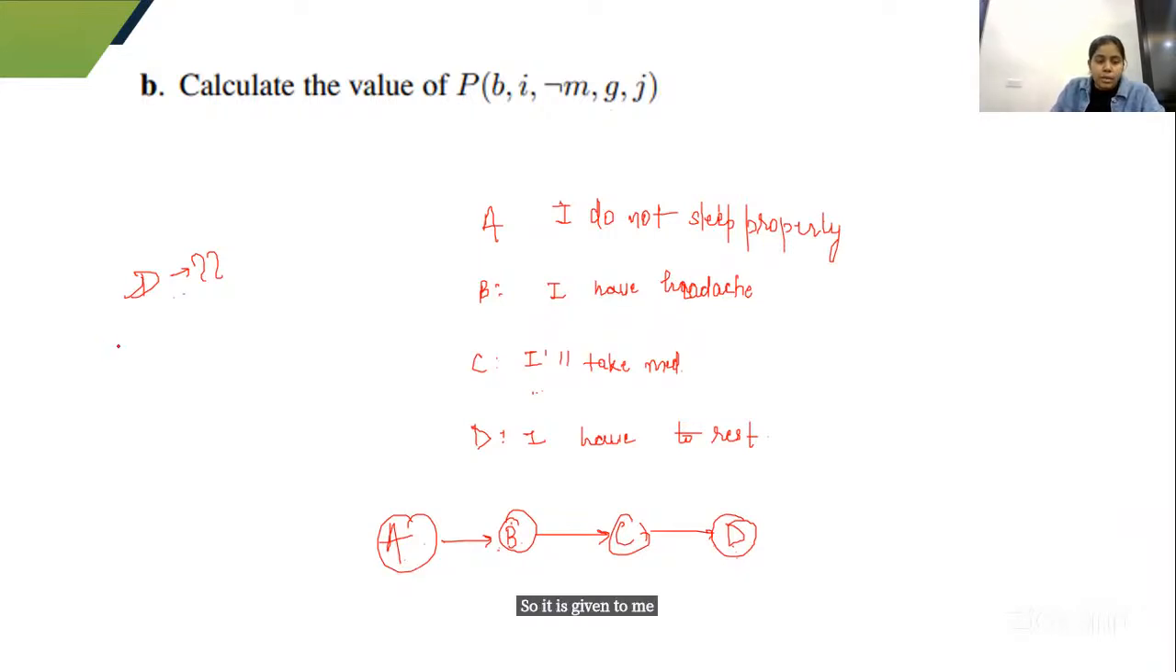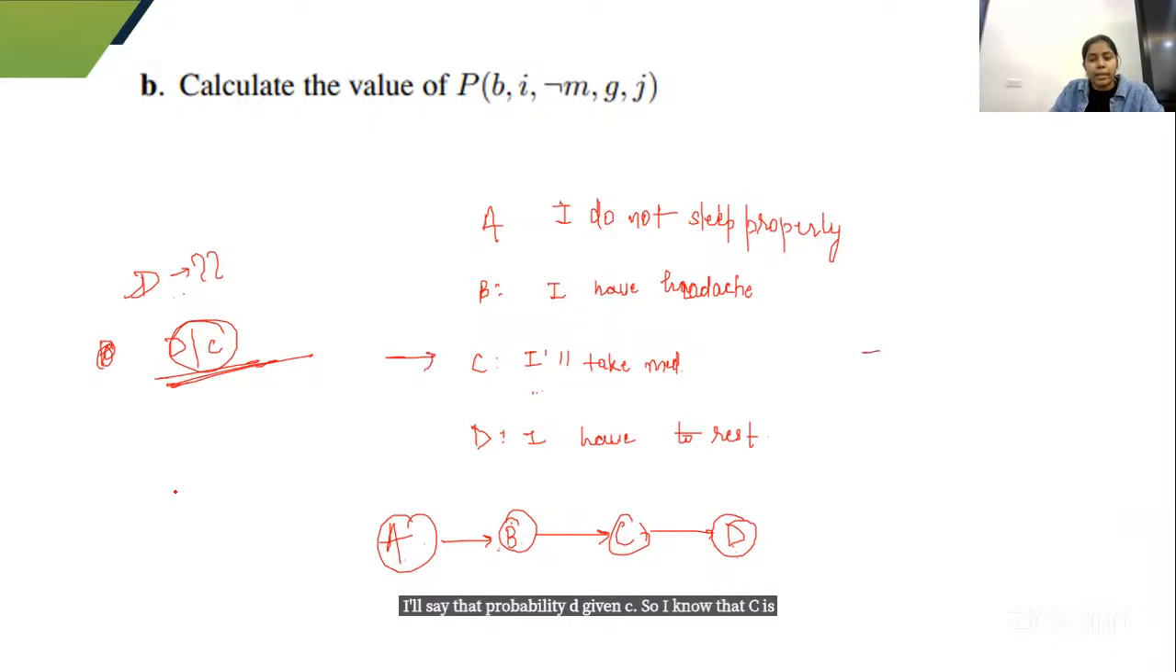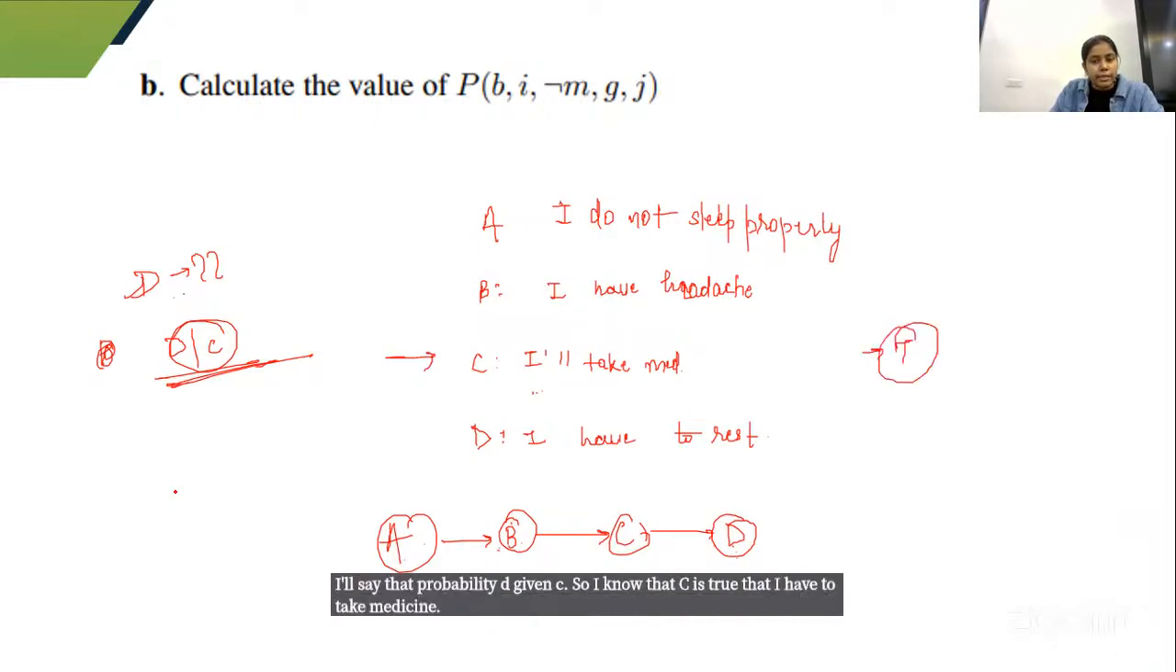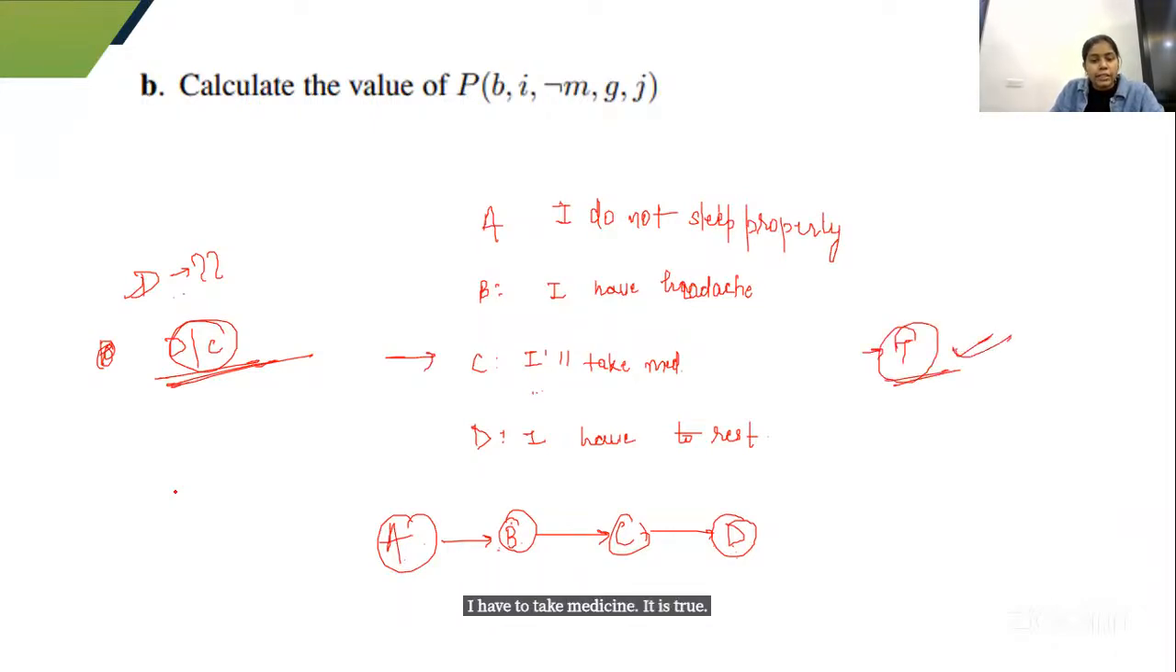But let's suppose I ask what is the probability of D given C. So I know that C is true, that I have to take medicine. Then if this is true, I have to rest. So now D completely depends on C. It would not depend on A and B because I know that C is true.